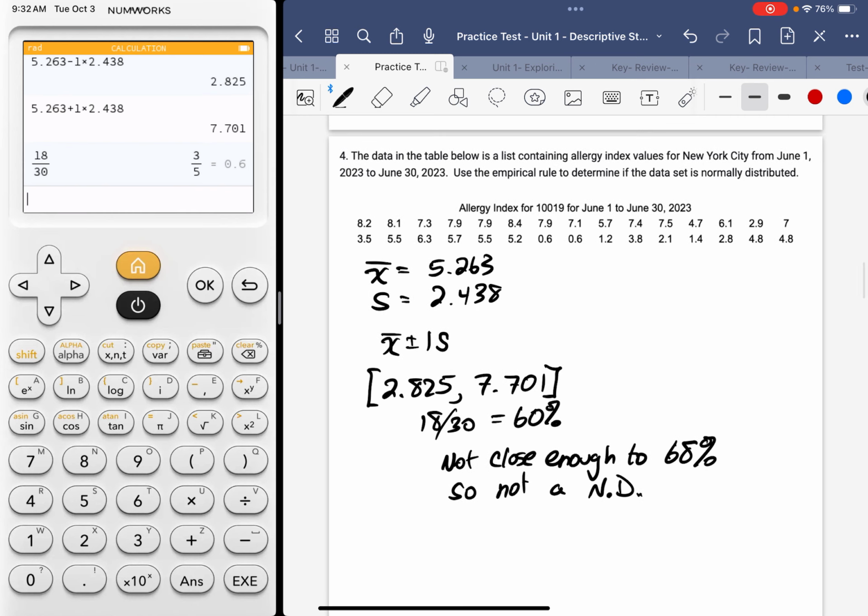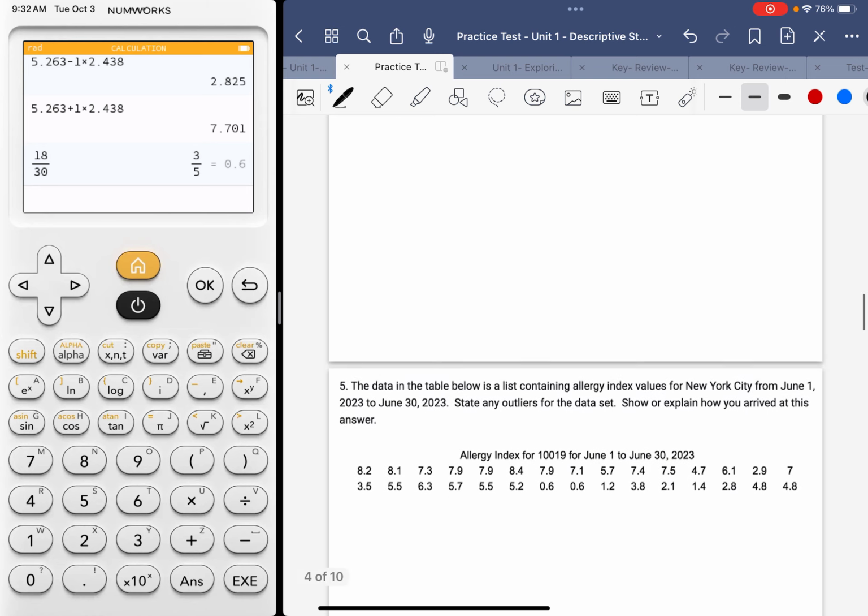All right. If I did get a number close to 68, then I would move on to 2 standard deviations around the mean, looking for 95%, and then 3 standard deviations for 99.7%.